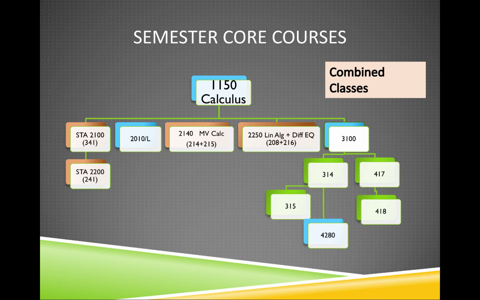So the key thing with combined classes is that if you have two classes that are getting combined, and you take one of them on quarters and you don't take the second one on quarters, then when we go to semesters, that second one is not going to exist anymore.